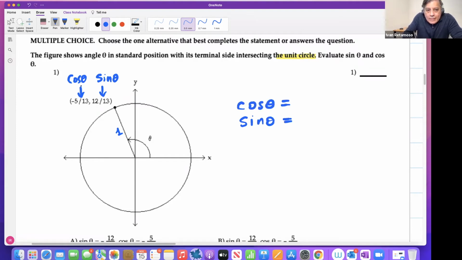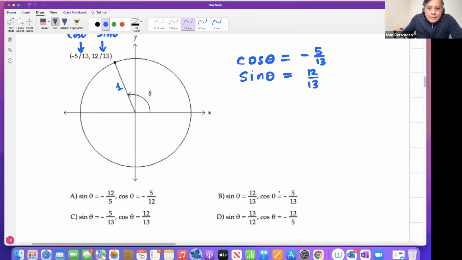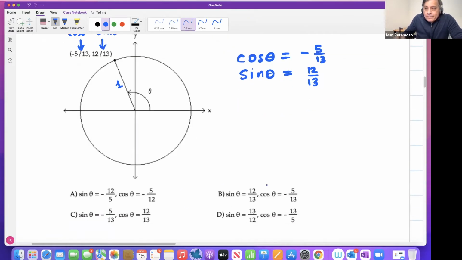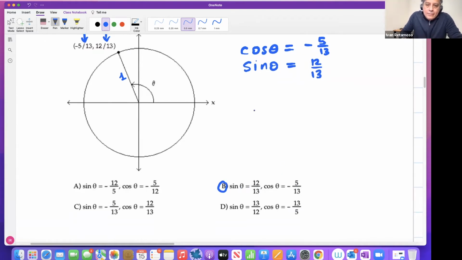How? Cosine is the first coordinate, minus 5 over 13. You just pick it up, right? And sine is 12 over 13. Done, right? No computations are needed. So then you just look through and you will see that this should be the answer: sine of theta 12 over 13, cosine of theta minus 5 over 13, right? And all this because we're working in a unit circle.